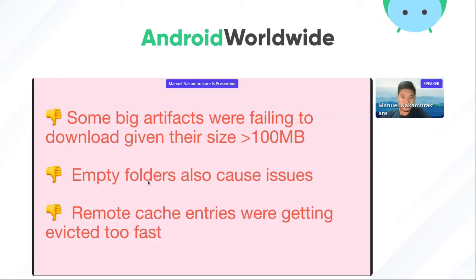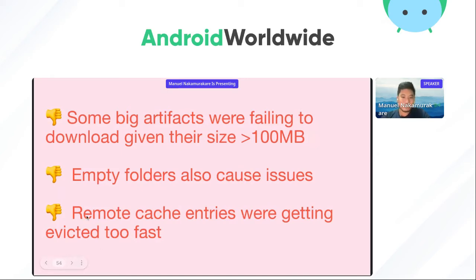We found that having empty folders also causes issues. This happened a lot while we were modularizing, because a few times we decided to change our naming conventions or fix our names. This caused CI to still keep those folders that were not used anymore, and this was causing remote cache misses.